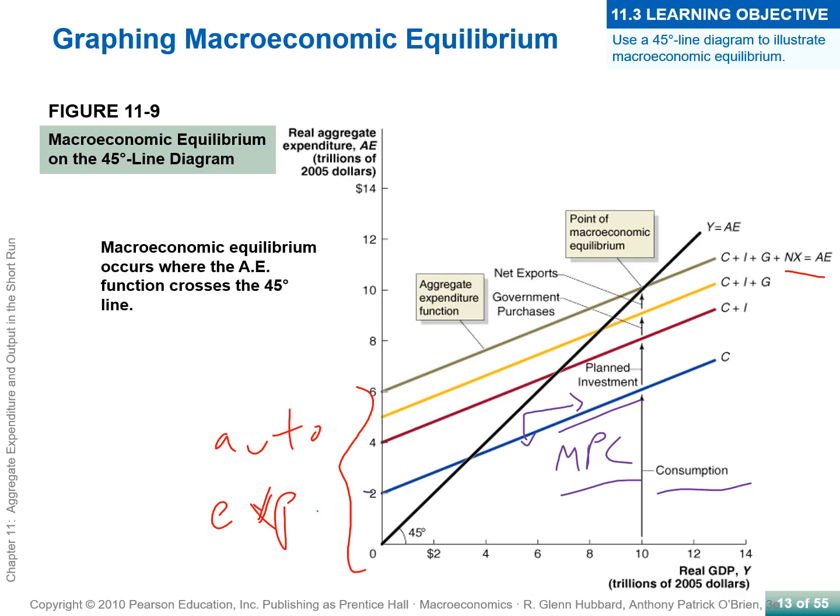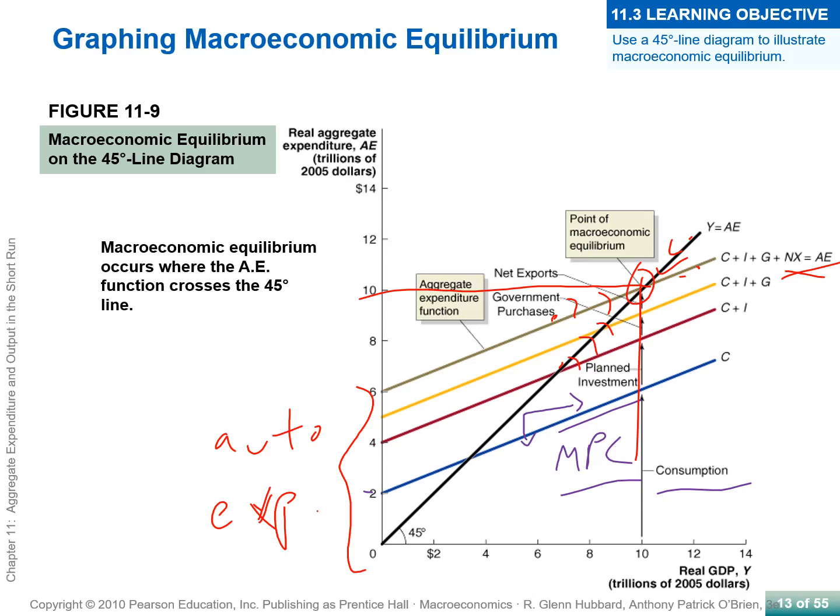Again, at different points, so like here, aggregate expenditures is higher than GDP at that corresponding point, so we would trend in this direction. Aggregate expenditures is lower than GDP at this point, so we would trend in this direction. So this point right here at $10 trillion is going to be our point of macroeconomic equilibrium. We'll stabilize there.